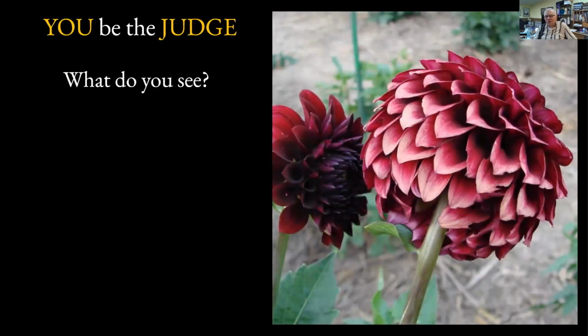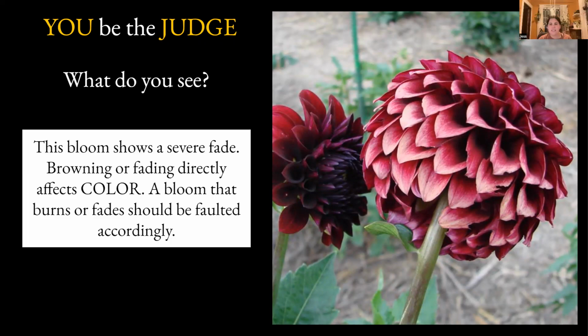This one should be fairly easy, huh? What do you see here? You see a color fault here? Really faded. Very faded. Yes. Paula said sun bleaching. That could be. Browning or fading directly affects color. A bloom that burns or fades should be faulted accordingly. Severely in this case.